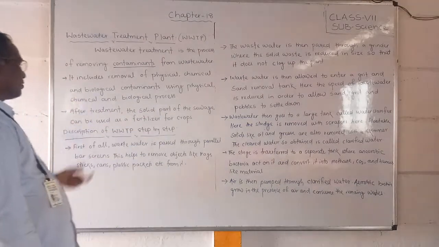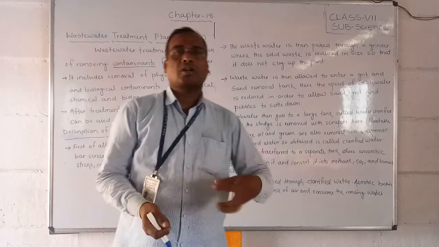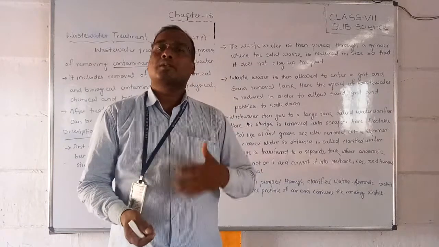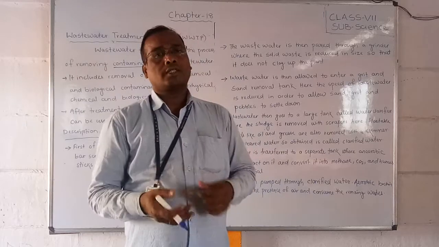After the treatment, the solid part of the sewage can be used as a fertilizer for the crops. Also, whatever solid substance remains after the treatment of the wastewater can be used as compost-like fertilizer.